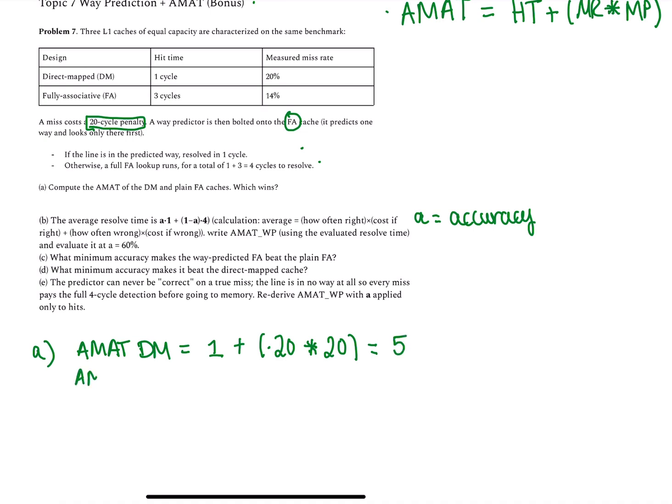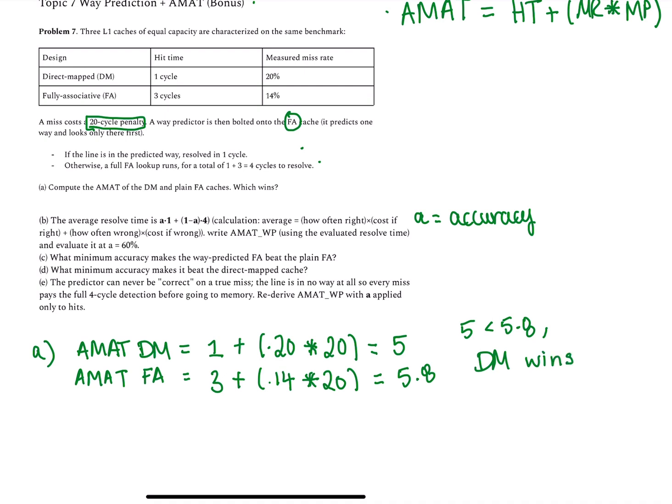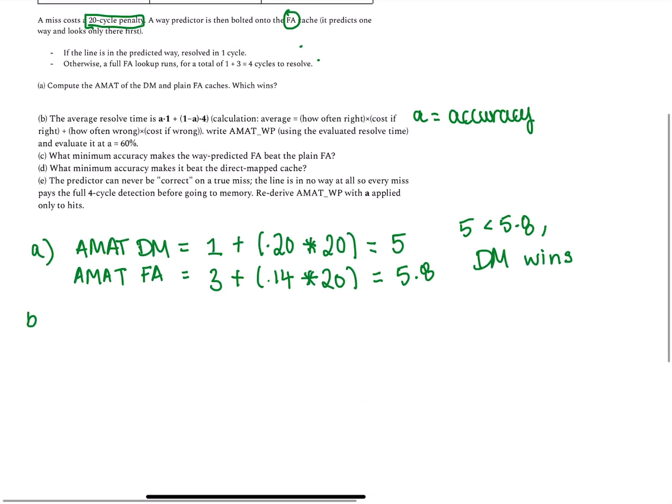And then we can do the same thing for fully associative, and we get 3 cycles plus 14% miss rate times the same miss penalty given, and we get 5.8. So let's compare and contrast. We say, well, 5 is less than 5.8, so direct map wins. Even though the fully associative has a lower miss rate, the hit time is way worse, so that's why direct map still wins.